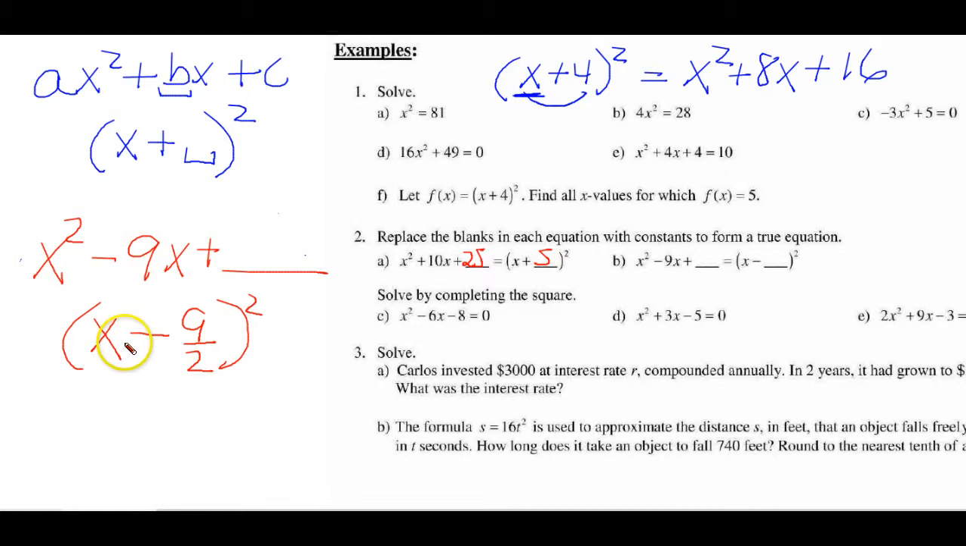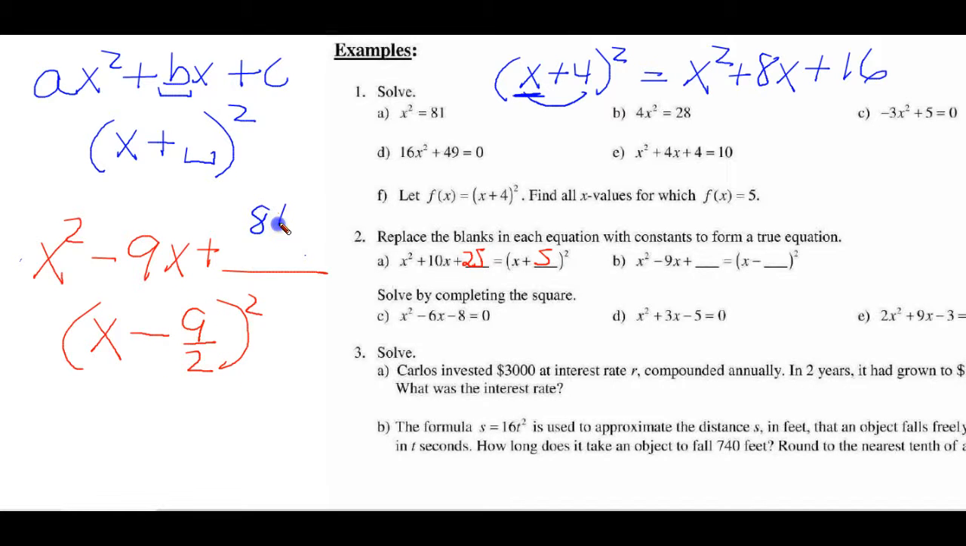To get what our binomial will be, whatever our b term is, we're dividing by 2 or multiplying by 1/2. So this is just divided by 2, and that's a good way to do it. Now, how do we get our c term? Well, we take this and square it.